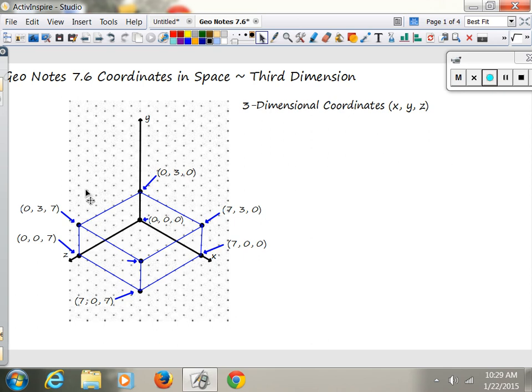This last one would be 737. You're going to go over 7, up 3, and out 7. So that would be 737.